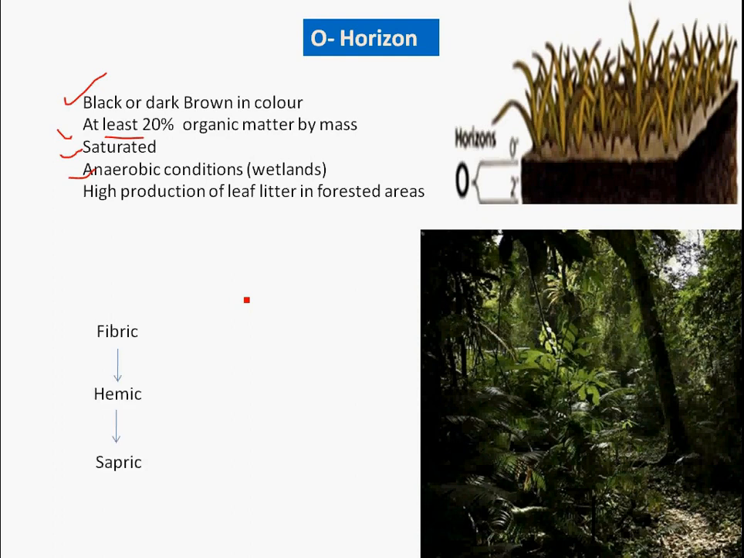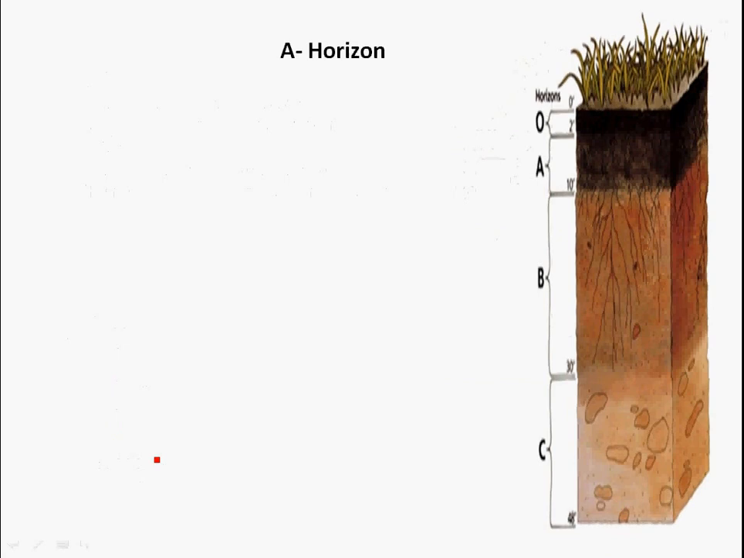On the basis of the decomposition state of the organic matter, we can divide this into fibric, where you can identify the source of the organic matter. In the hemic condition it is a little more difficult to identify, because here the organic matter or litter is partially decomposed. In the sapric condition you cannot identify the source of organic matter, because it is totally decomposed. Next is our A horizon.